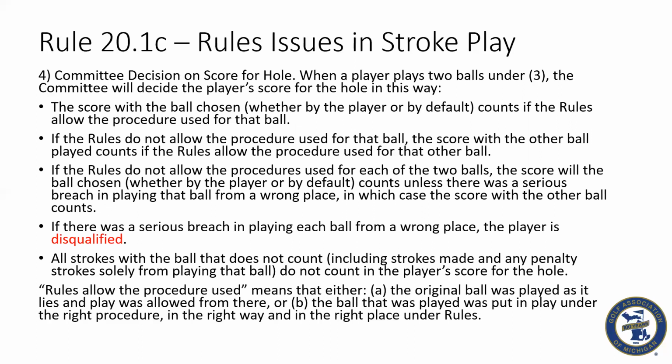Okay, this thing that says "rules allowed the procedure used" means that either the original ball was played as it lies and the play was allowed from there, or the ball that was played was put in play under the right procedure, in the right way, and in the right place under the rules. So if we think about ground under repair as an example, that satisfies both those conditions. And that's why it's important, just using that example, to say which one you want to count for your score.